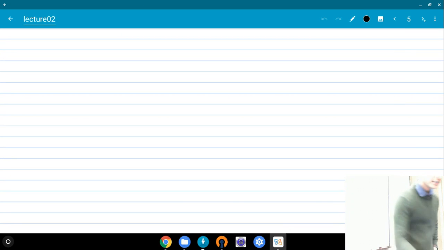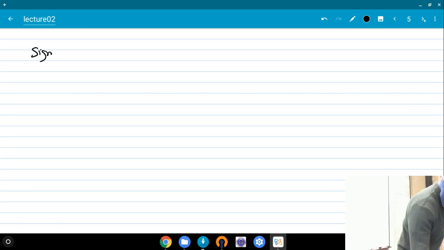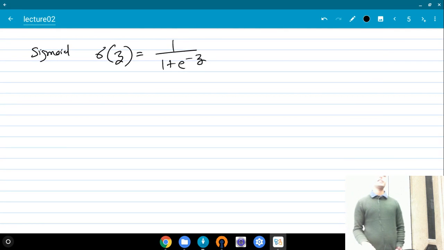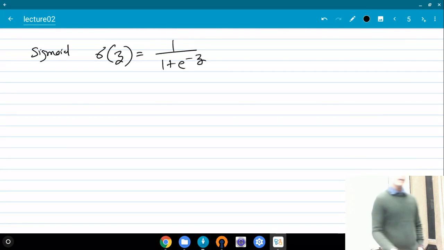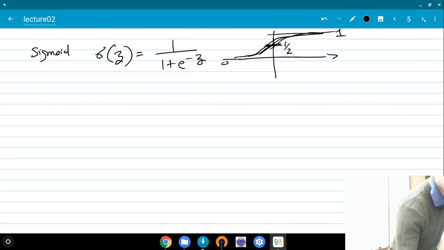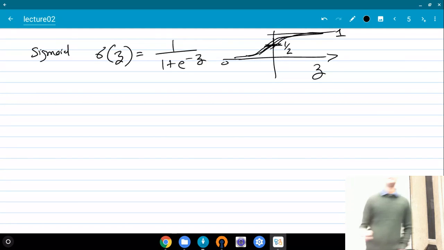One popular one is what we've already seen, the sigmoid. Typically they use the notation sigma of z, which is 1 over 1 plus e to the power minus z. So this is a nonlinearity that you can also use. What does this nonlinearity look like? It's basically going to 0. Actually this is 1/2. It's going to 1 and it's going to 0 as z varies.